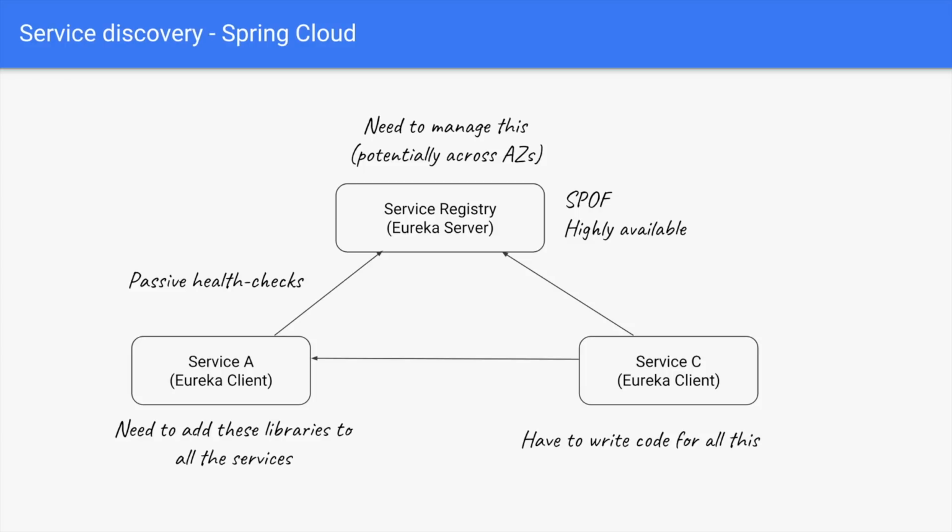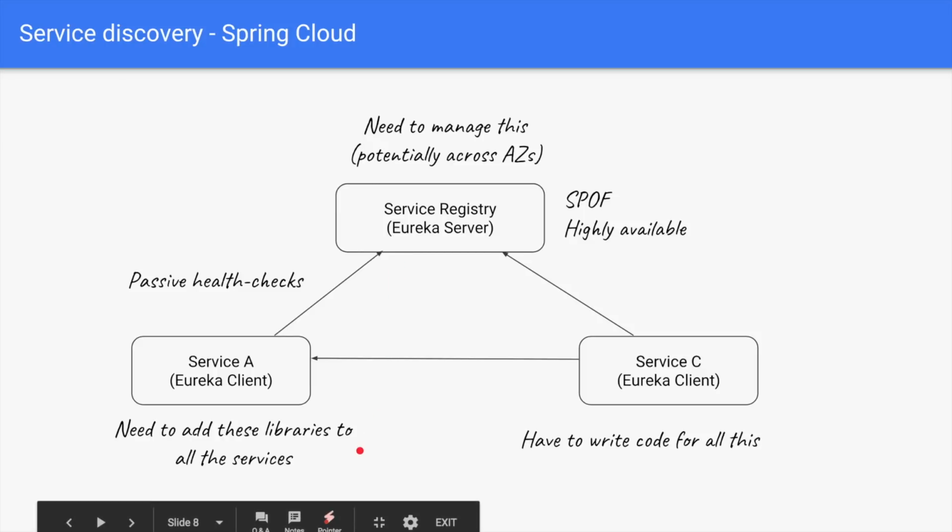So even if for a few minutes the service registry goes down, it can affect your entire system, right? That's why it's a single point of failure, and it needs to be highly available all the time. There are peer awareness and clustering concepts available in Eureka server, where you can deploy multiple copies of the Eureka server. The other problem is you need to add libraries and code to your microservices for this entire thing to work.